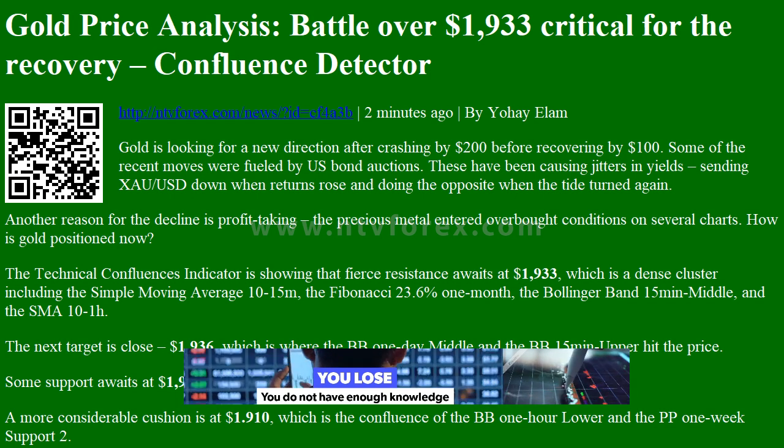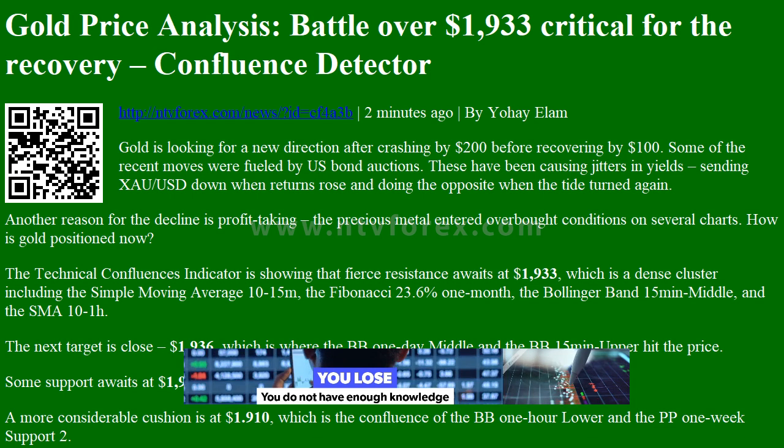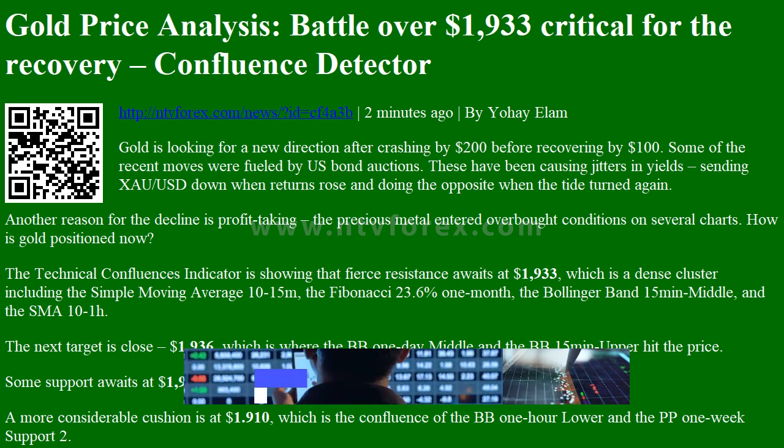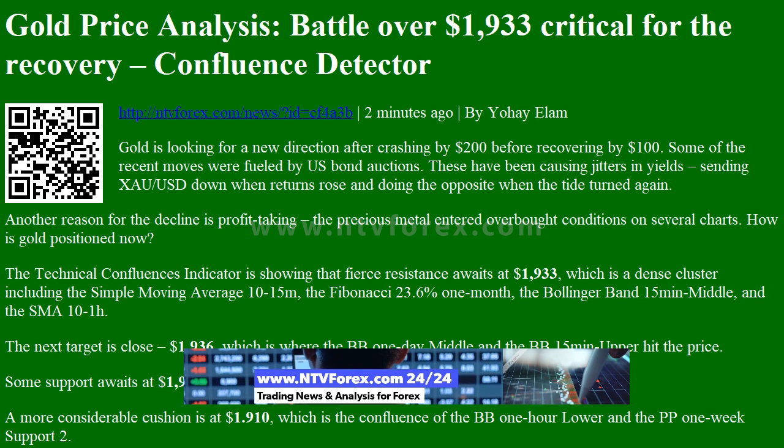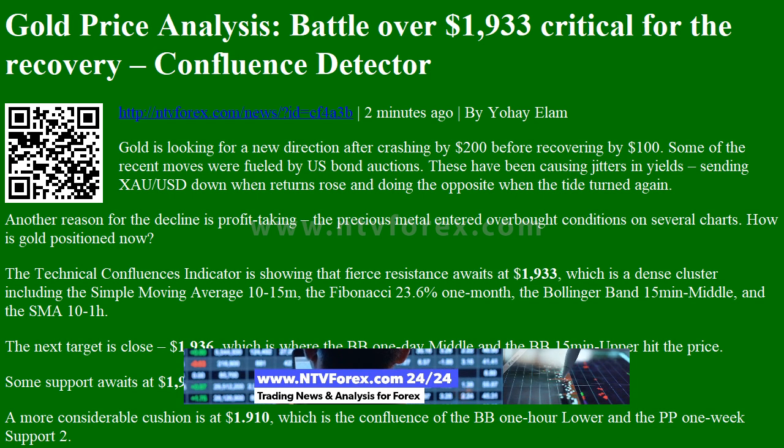www.ntvforex.com. Gold price analysis: battle over $1,933 critical for the recovery. Confluence detector, ntvforex.com news ID CF4A3B, 2 minutes ago by Yohai Elam. Gold is looking for a new direction after crashing by $200 before recovering by $100.